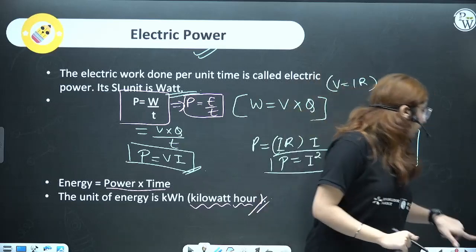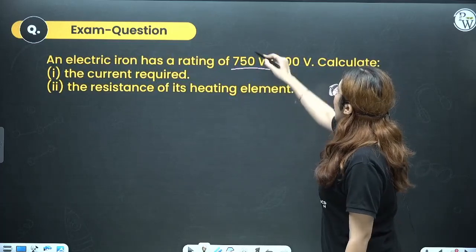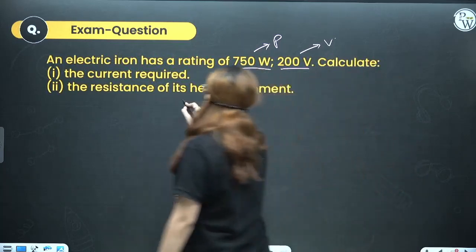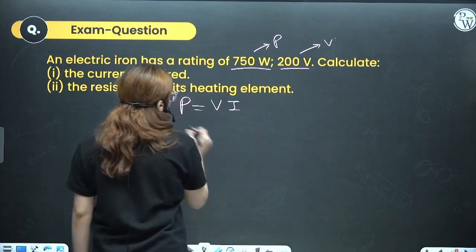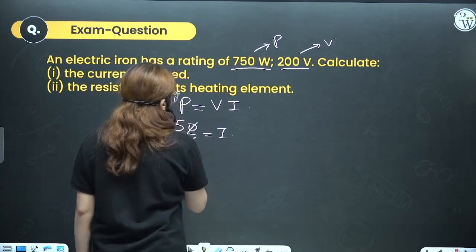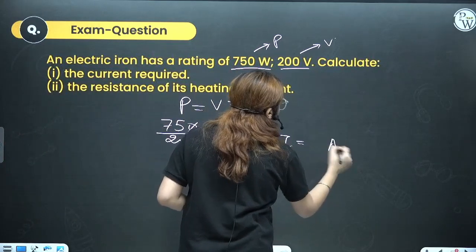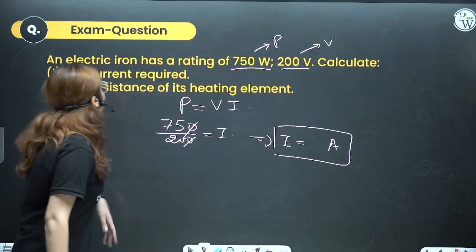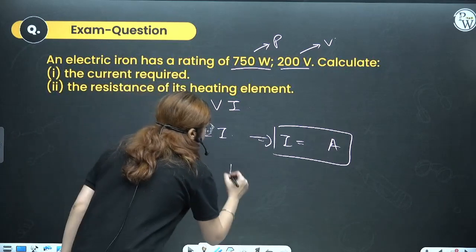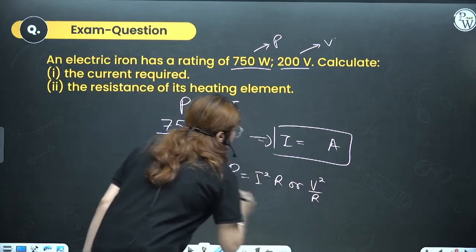Now to use this, of course, we are going to do a numerical. An electric iron having a rating of 750 watt, that is the power given to you. Voltage is given to you. Find the current: P is equal to VI, right? 750 by 200 will be I. Tell me the current value in the chat, everyone, in ampere. Exam level question. Next one, the resistance of its heating element. Anyone you can use: P is equal to I square R or V square by R. Any of them you can use.